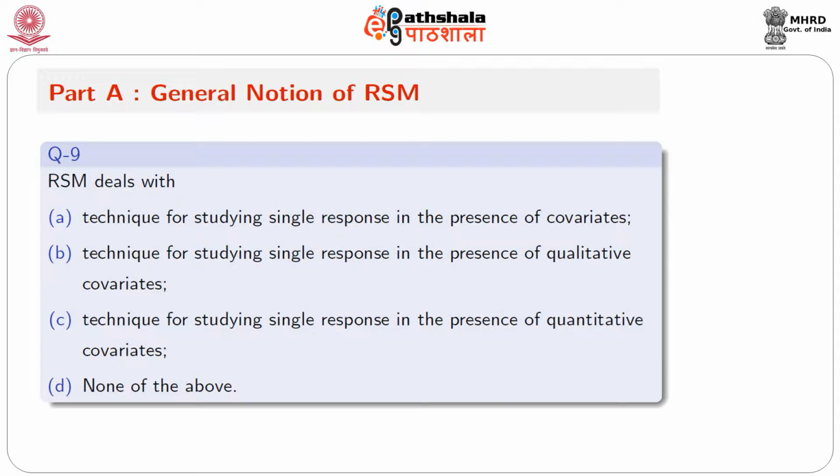Okay. Next one. Here again it's a technique for studying the response pattern in terms of explanatory factors, or in terms of the characteristic being studied, or a technique for studying quantitative response pattern in terms of quantitative explanatory variables, or none of the above. So ultimately we can see that it is heading towards the precise definition. Option C tells you it is a technique for studying quantitative response pattern in terms of quantitative explanatory variables. This is the closest that can come.